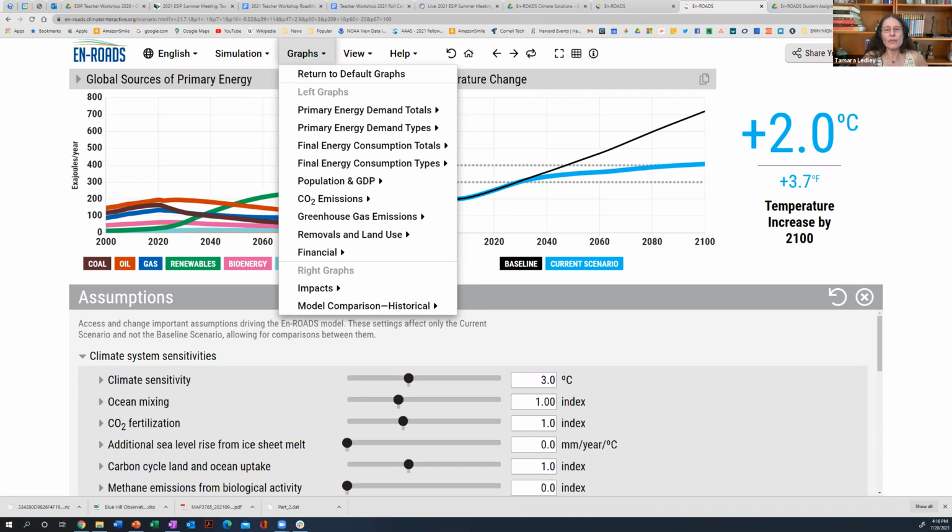Climate Interactive, climateinteractive.org, will get you to the site that gets you to both. There's another model called C-ROADS, the Climate Rapid Overview and Decision Support Model. I've also used that in my class. That is a simulation of a UN negotiation for the Paris Agreement. So it's a different kind of model, but both of those are available on the climateinteractive.org site.